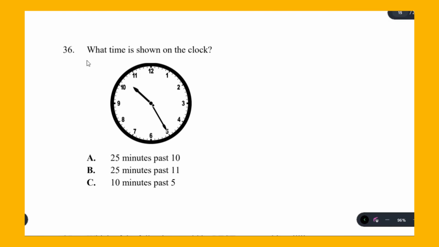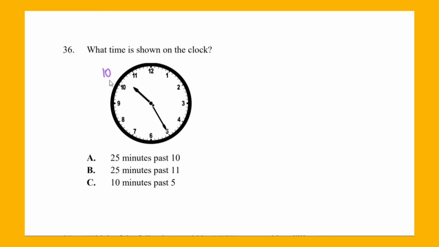Question 36. What time is shown on the clock? Now, the first thing we need to establish when we're looking at the time is to find out the hour. So, our hour hand is between the 10 and the 11. So, what hour is it? It is 10. Good. So, once the hand has not reached the next number, it is the hour before.